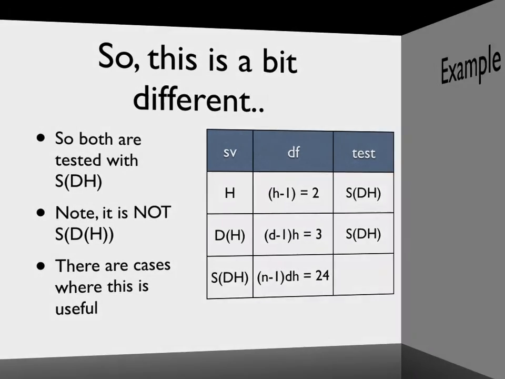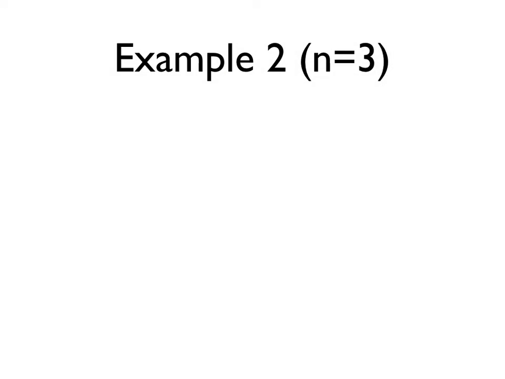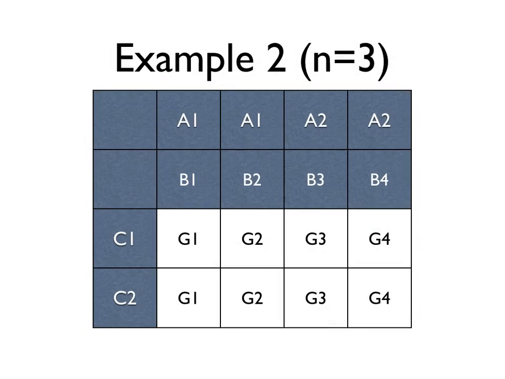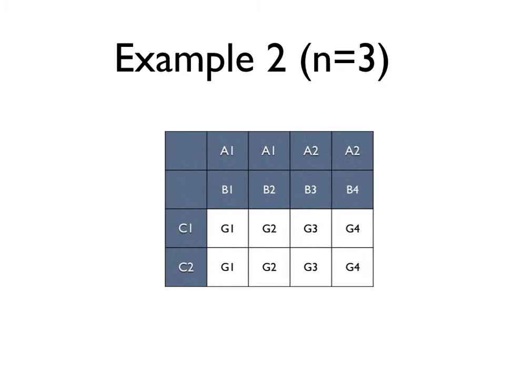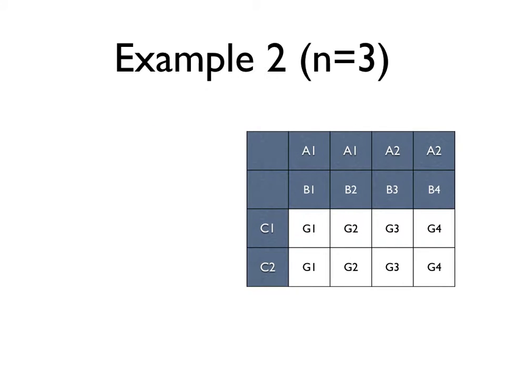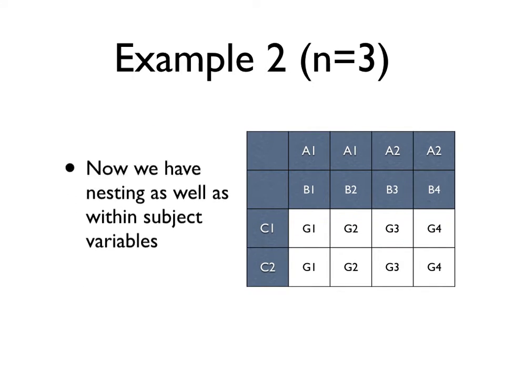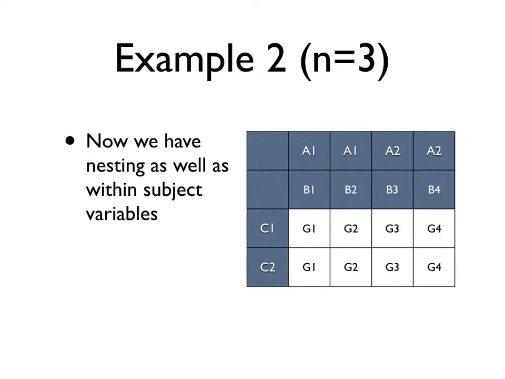Yeah? Okay. Here's another example. We'll say n equals 3 here. So we've got A, we got B, we got C, that's 3 now. This is going to be a little more complicated. So now we have nesting as well as within subjects variables. Now this gets complicated.